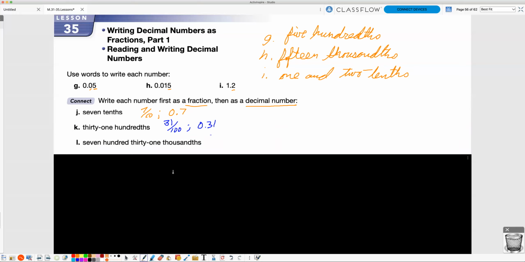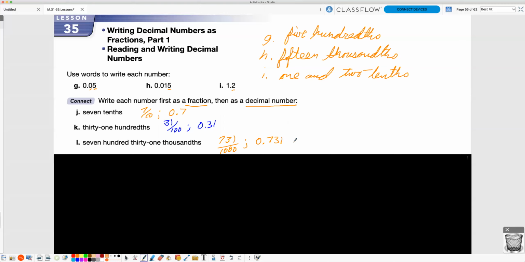Letter L, 731 thousandths. So as a fraction, that would be 731 in the numerator and then thousandths in the denominator. As a decimal, it would look like this, 731. It ends in the thousandths place, so that would be it.